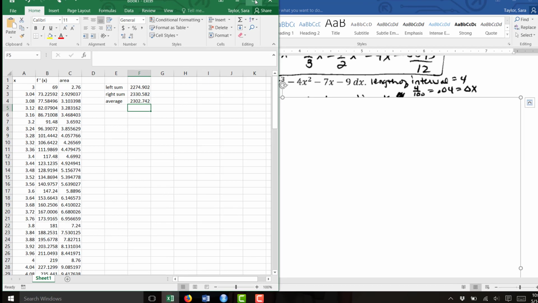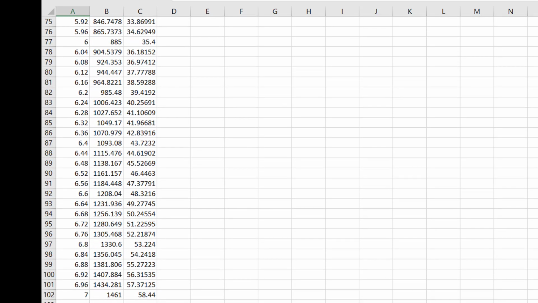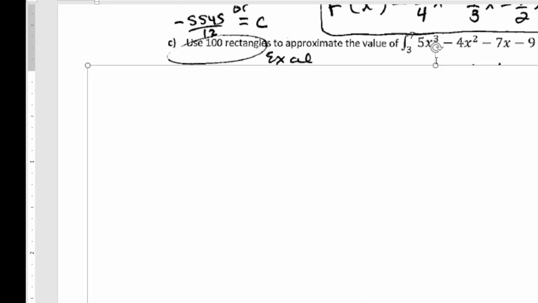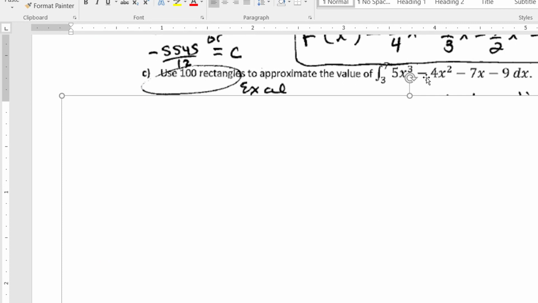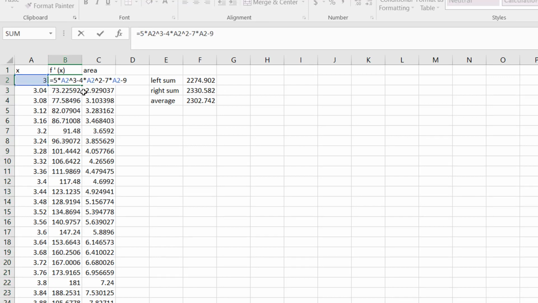I then open up Excel. I create x values spanning from x equals 3 up to x equals 7, and they span a length of 0.04. So 3 to 3.04, 3.04 to 3.08, and so forth, all the way up to x equals 7, because the definite integral was spanning from 3 to 7. In column B, I put the rate function. Notice the rate function is this function that we are integrating: 5x cubed minus 4x squared minus 7x minus 9. So that is the function that I've put in column B.